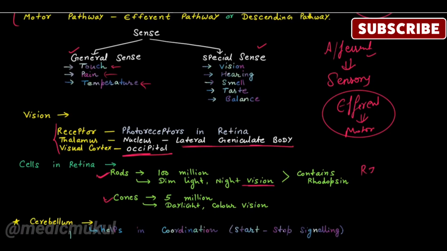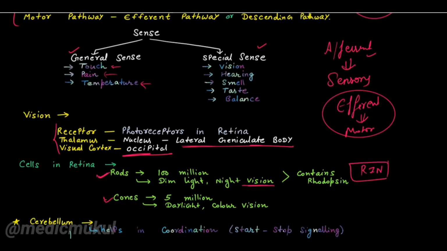So there is a soap, we call it Rin soap. So remember that rods are responsible for the night vision. Night vision means there is a dim light. Then the cones, we know that CC, that is colorful vision or daylight vision.